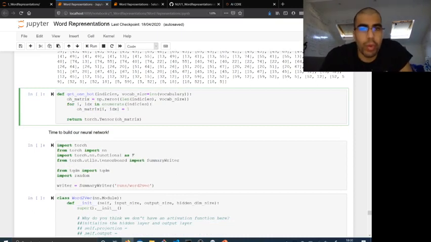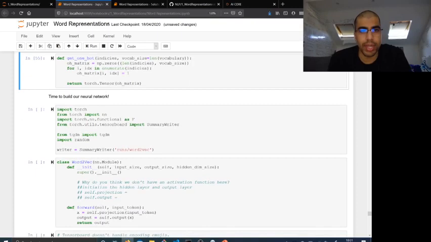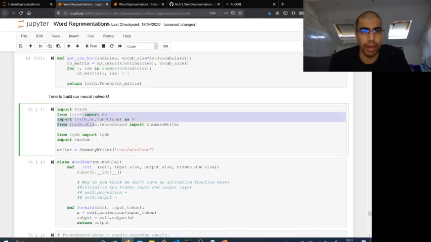Okay, so we have our one hot matrix, which is going to be the number of indices in our sequence, and each sequence element is going to be of vocab length size. For every index in our list of indices, we're going to assign the relevant value in our one hot matrix to be 1, and then return it as a tensor. Okay, so we're just going to have some torch imports that we're going to use.